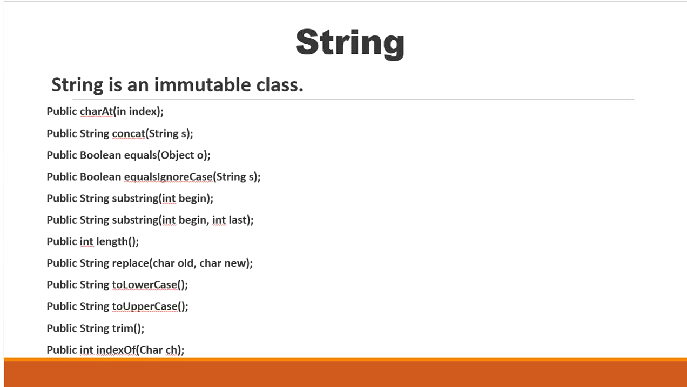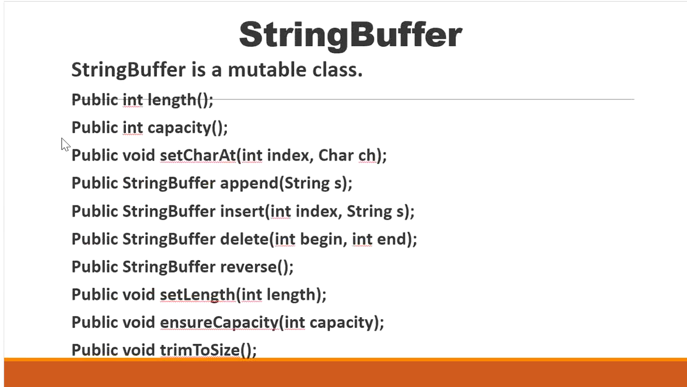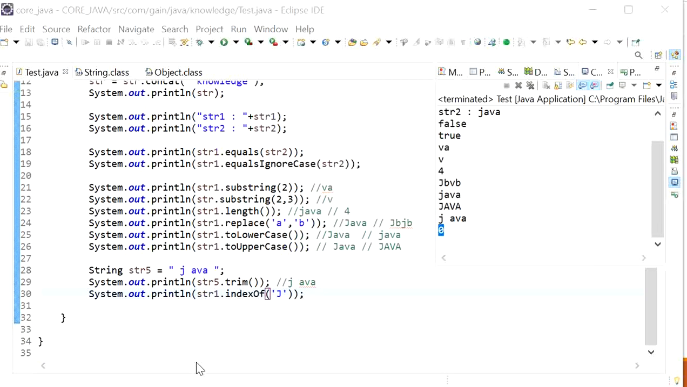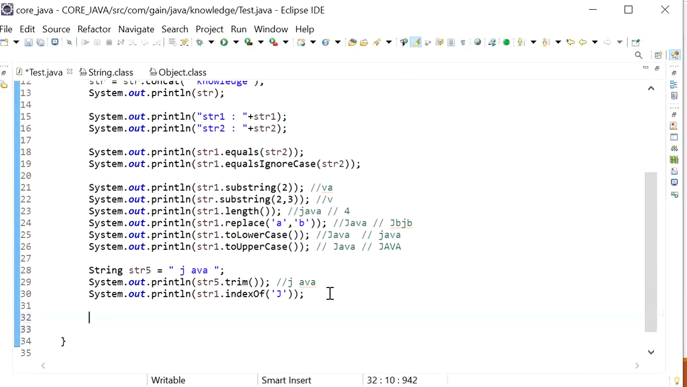And the next one is the StringBuffer class. StringBuffer is a mutable class, so we can do modifications in an already existing object. So if there is a requirement where the content is changing frequently, then it is never recommended to go for the String class. Then we need to go for the StringBuffer or StringBuilder class. And here we can see the StringBuffer class contains multiple methods.